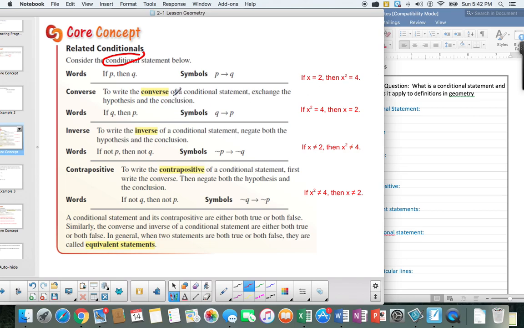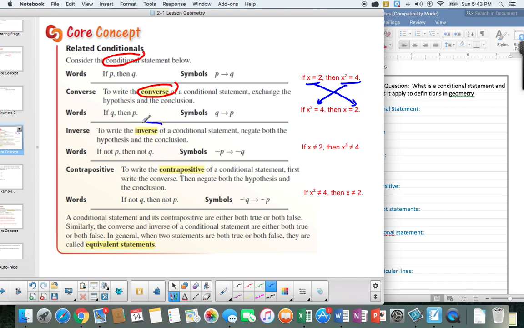Our next vocabulary word is converse. Take a minute to write the words, and then take a minute to write the symbol. And here's an example. Notice all I did was exchange the hypothesis and conclusion. So this and this have been reversed. Notice that this now is here and this is now in here.